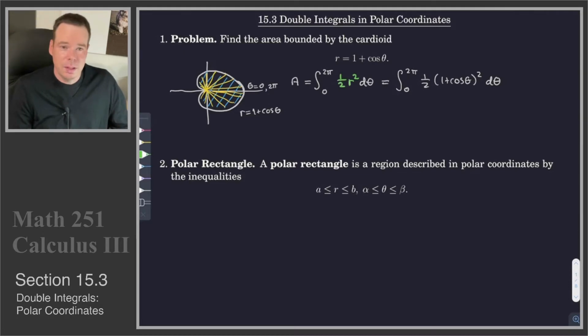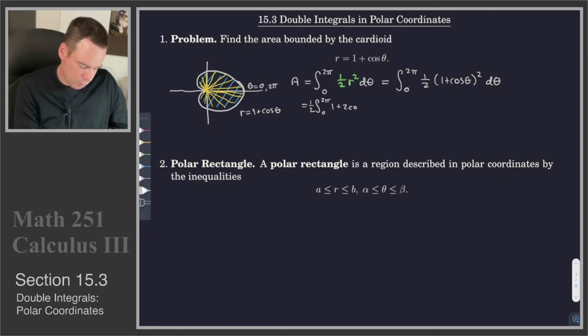We'll actually see how we can derive this result using the techniques we're going to learn in this section, to do with Calculus 3 and double integrals. But before we get into that, let's just finish off this calculation. So how would we have calculated this in Calculus 2? Well, we would expand this out. I'll bring the half out front. I get the integral of 1 plus 2 cos theta plus cos squared theta d theta.